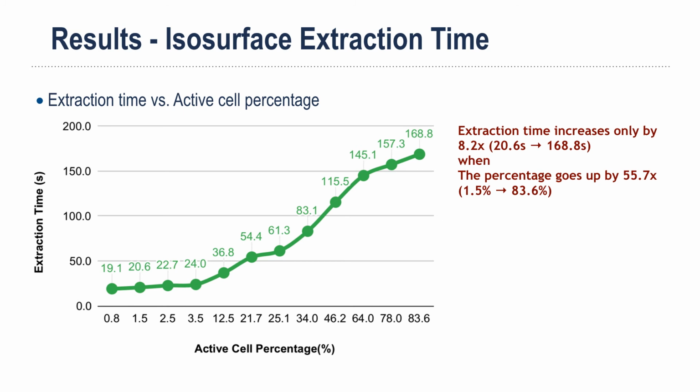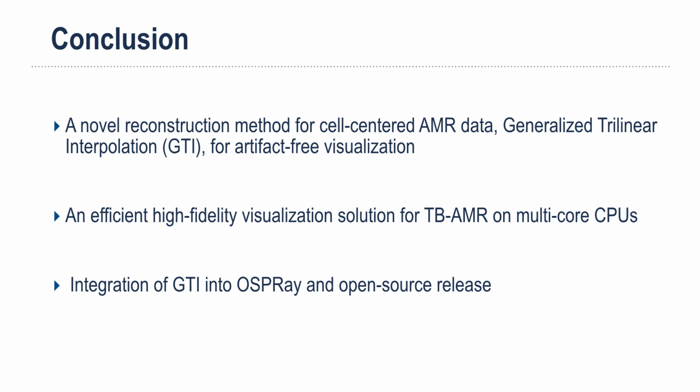We also plot the extraction time against active cell percentage. Our extraction time increased only by 8 times when the active cell percentage goes up by 56 times, likely due to better memory access patterns.